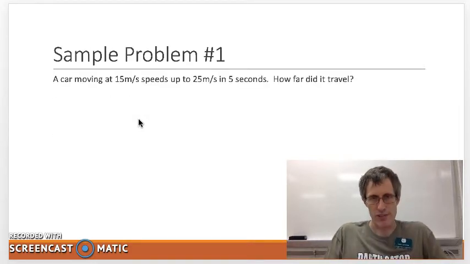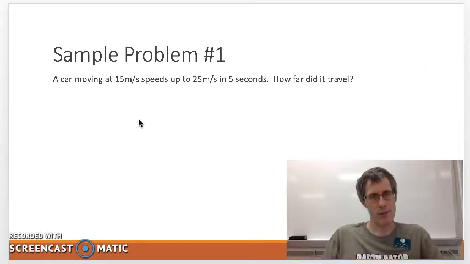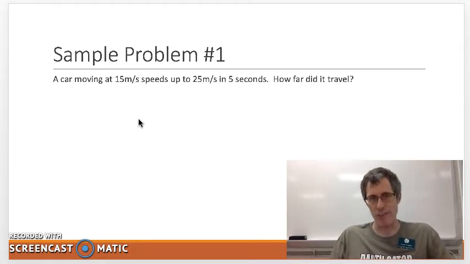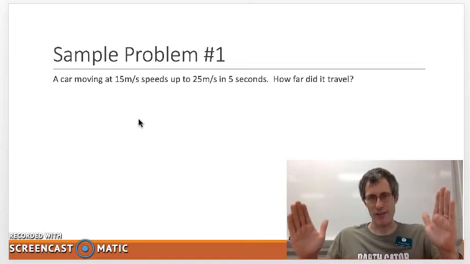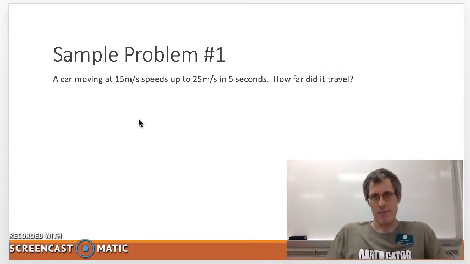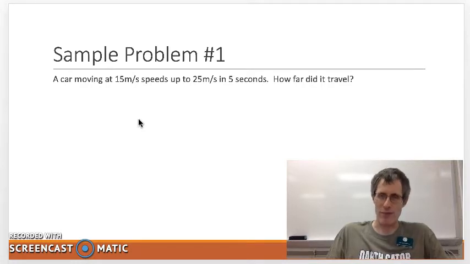So let's do a problem with these equations of motion, and then we'll talk about some strategies. So sample problem number 1, a car is moving at 15 meters per second, and it speeds up to 25 meters per second in 5 seconds. How far distance did it travel? So these numbers are actually fairly realistic for a car. 15 meters per second is about 30 miles an hour. 25 meters per second is 50 miles an hour. So it's entirely possible to do this in a regular automobile.